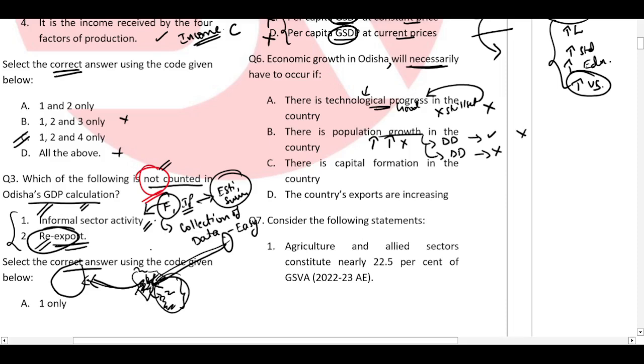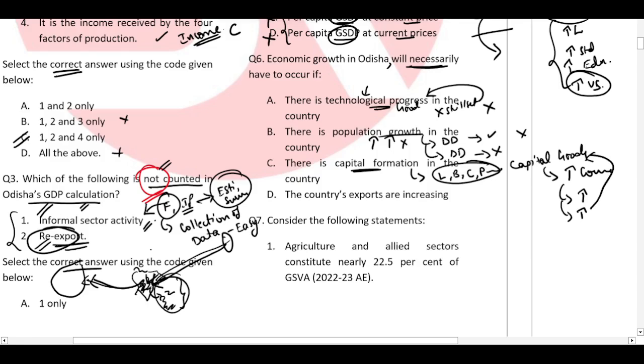There is capital formation in the country. What is capital formation? It is the investment into land, building, plant and machinery, and all these capital goods. So when there are capital goods, it leads to production of more consumption goods. Then that will lead to more factor income. More factor income will lead to more demand. More demand means more production. So that way capital goods will lead to a cumulative effect in the economy, and growth will happen. So this seems correct. We'll keep it on hold for now.